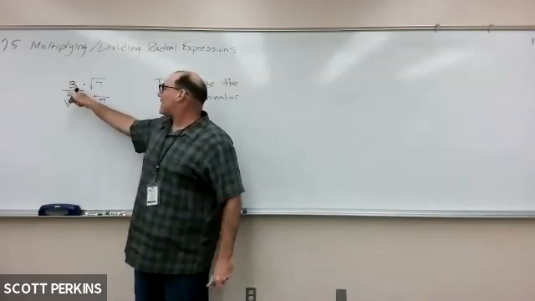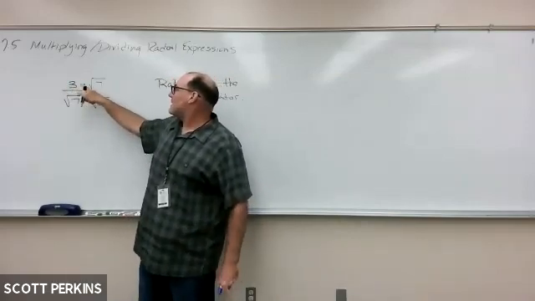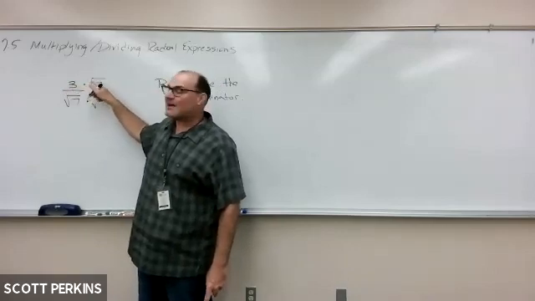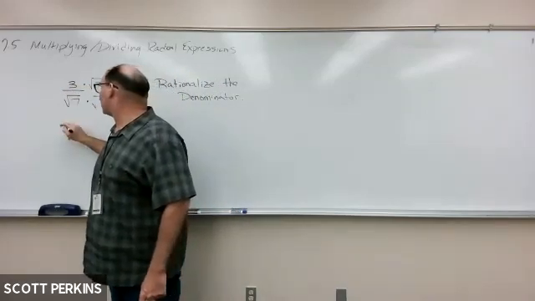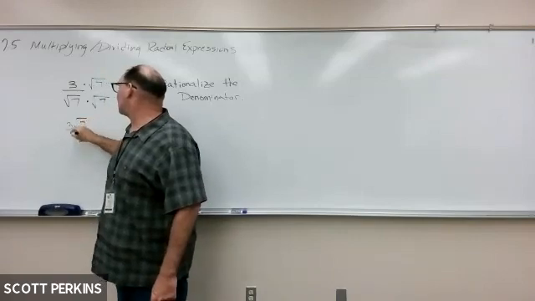Now here's what I've got. In the top, I've got 3 times the square root of 7. This 3 is outside the radical. The 7 is under. Bless you. So I cannot do anything with those two things. So 3 square root of 7.